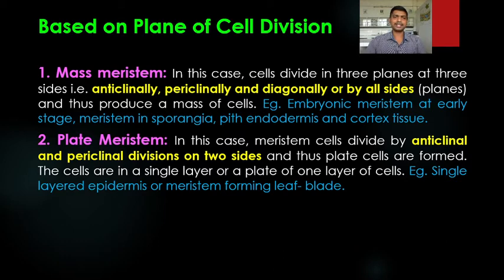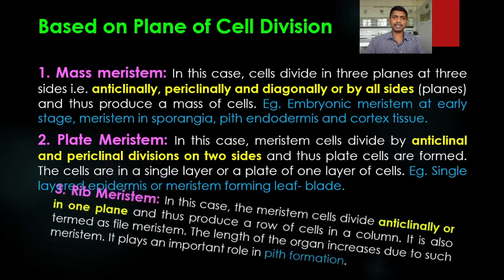The cells are in a single layer, for example epidermis, a plate of one layer of cells, for example single layered epidermis. So this is about the plate meristem, which divides on two sides, anticlinal and periclinal. It forms a plate of cells, a plate of one layer of cells, or a single layer of cell. For example, single layered epidermis. So this is about the plate meristem.